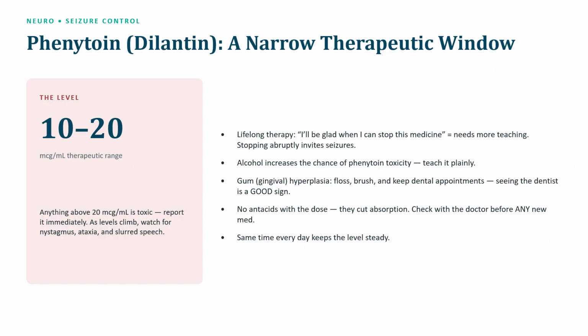Phenytoin has a narrow therapeutic range, 10 to 20 micrograms per milliliter. So a level above 20 is toxic and needs to be reported to the provider immediately. As the levels rise, you can expect to see nystagmus, which is uncontrolled movement of the eyes, ataxia, which is the loss of muscle tone, and slurred speech. Constipation, weakness, and insomnia are not emergencies. A toxic level is an emergency.